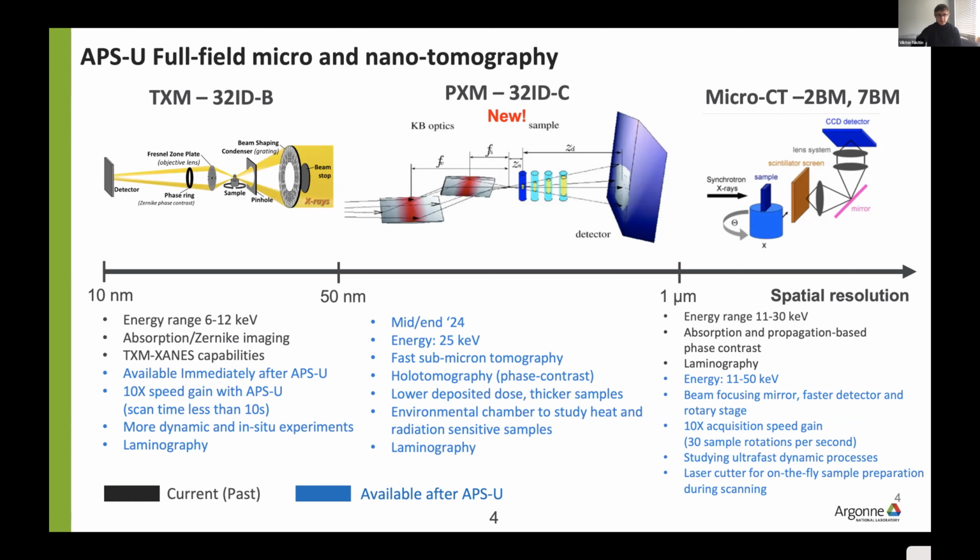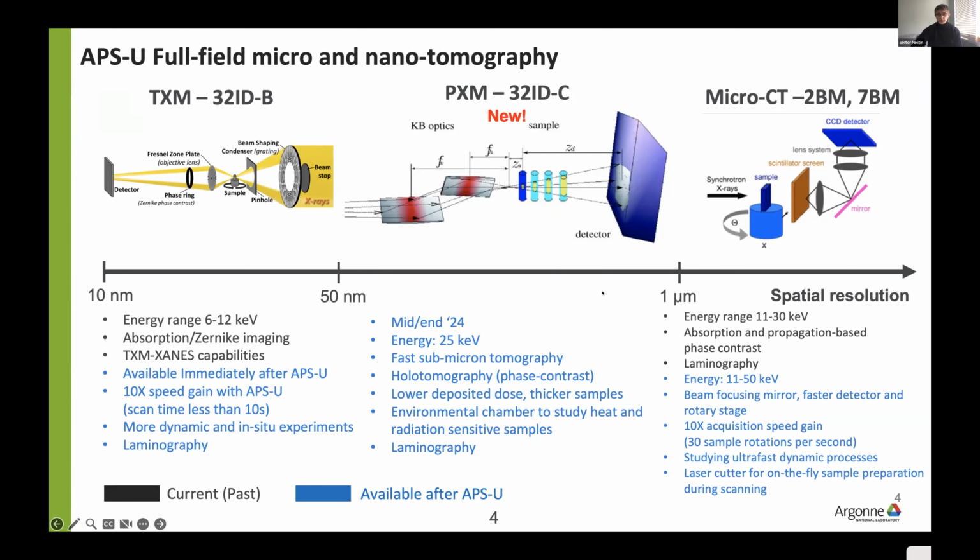We expect like 10x speed gain. And we also want to do some dynamic in-situ experiments there. So besides 2BM and 32IDB, the TXM instrument, it will be in 32IDB station. We will have the projection X-ray microscope at 32IDC station. So this instrument, it will cover this gap of resolutions between 50 nanometer and 1 micron.